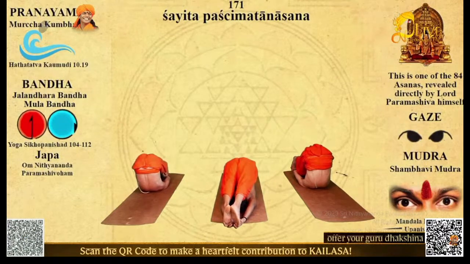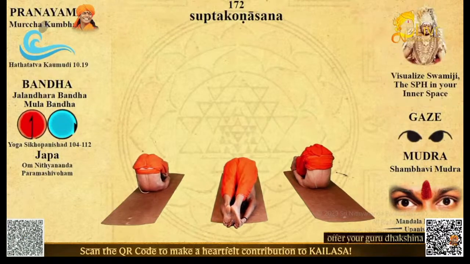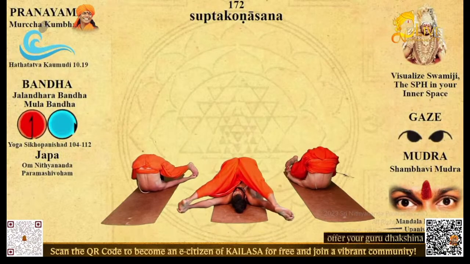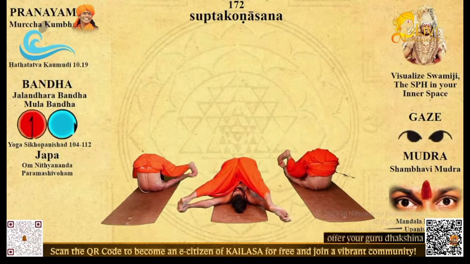Next up is Supta Konasana. Bring your hips above the shoulder level and then open your legs wide, still holding onto the feet. Visualize Swamiji in your inner space.